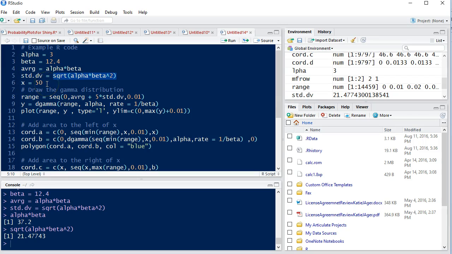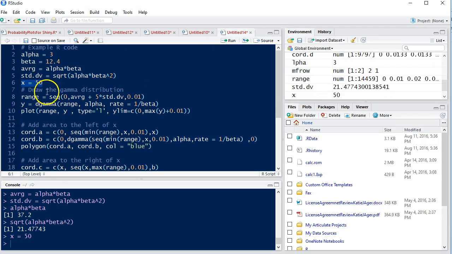Now, I'm going to set up the problem with an x value of 50. So I'm going to find the area that falls below 50 and the area that falls above 50. So I'm going to run that line. You can obviously change this as much as you want.